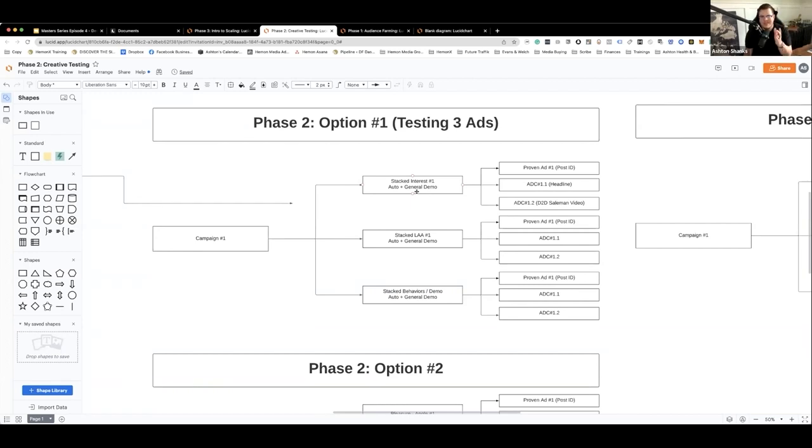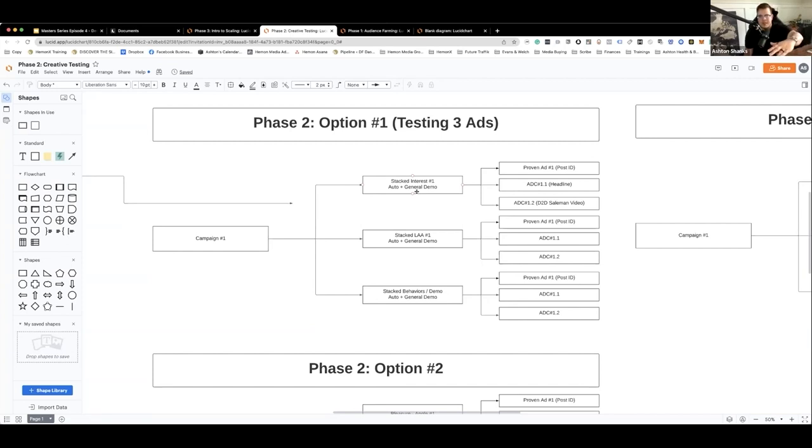Ad set number 2 is stacked lookalike audiences number 1. Here's a key note here. You can test your lookalike audiences number 1 in phase 1. By and large, I don't typically test my lookalike 1% of my main conversions, meaning I don't typically phase 1 test my 1% lookalike of purchasers, or my 1% lookalike of ad payment infos, or my 1% highest LTV customers, things like that, because by definition, these should be good audiences. So I don't typically test those a ton.